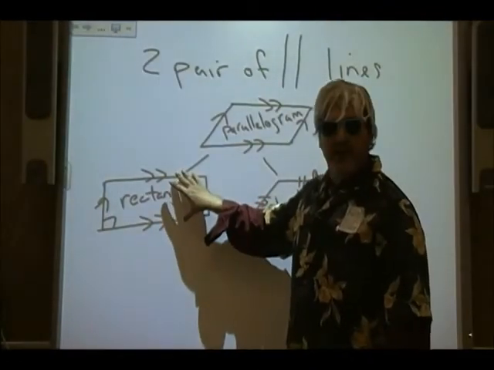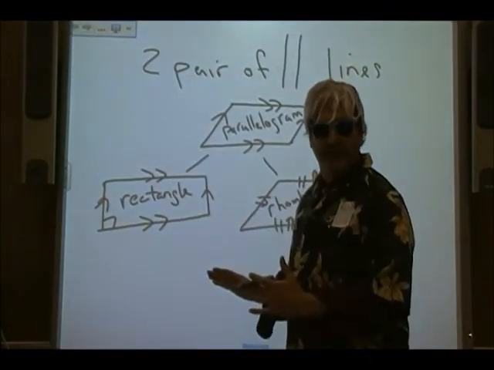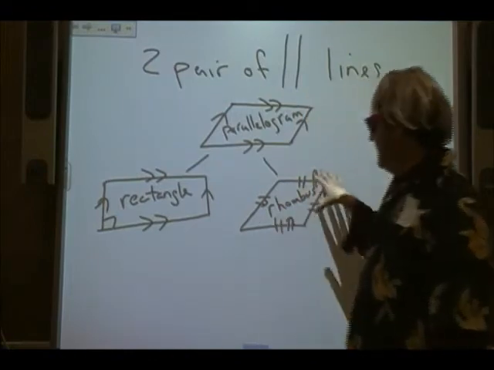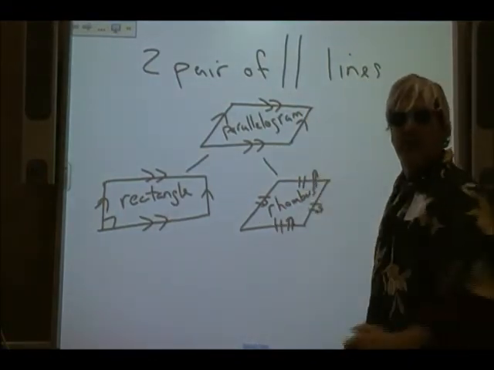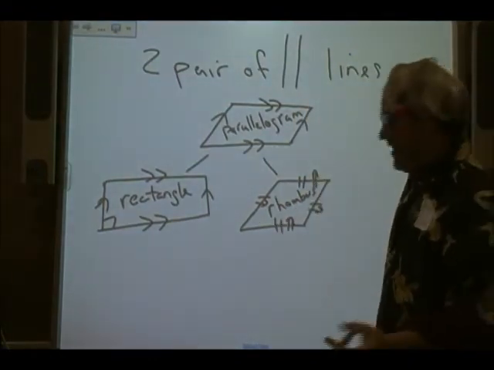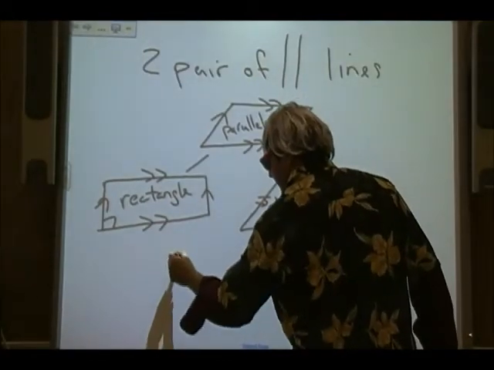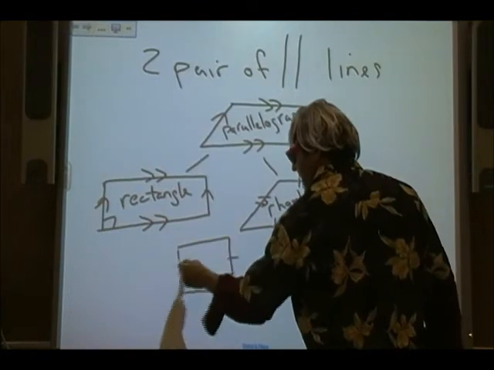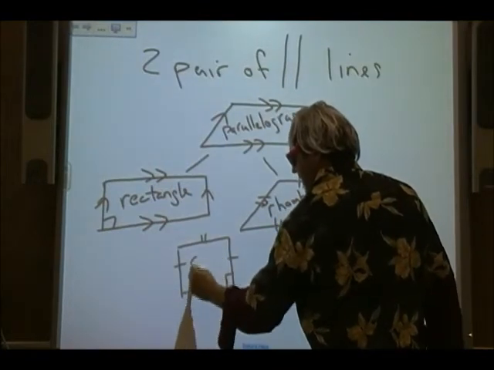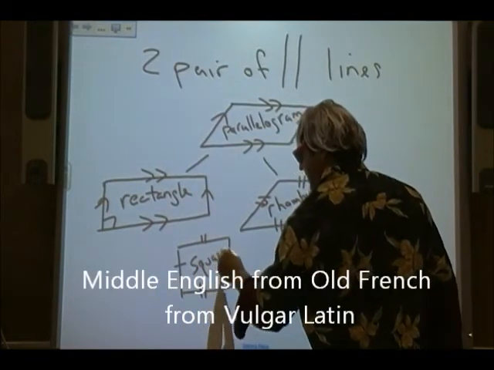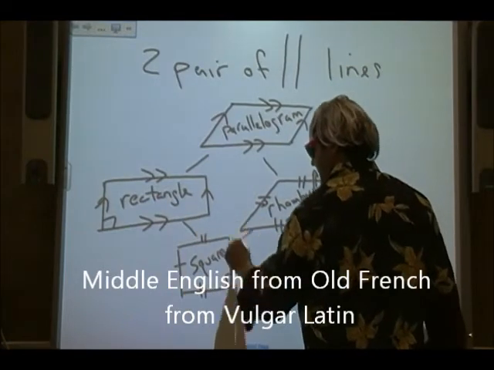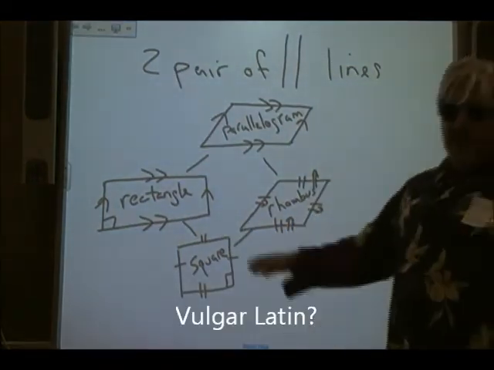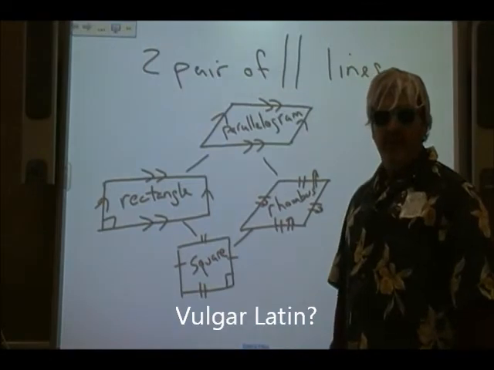Now, if we take this rectangle and make all the sides the same, or if we take this rhombus and straighten it out, we get one of the most famous shapes of all time, you've known since you were a little kid. It is called the square. And these are both, this is where it comes.